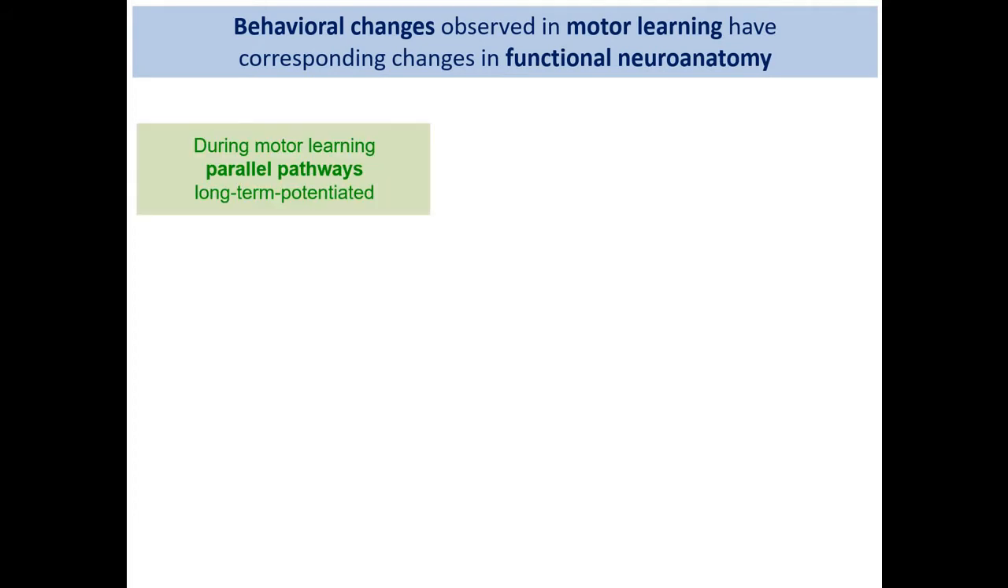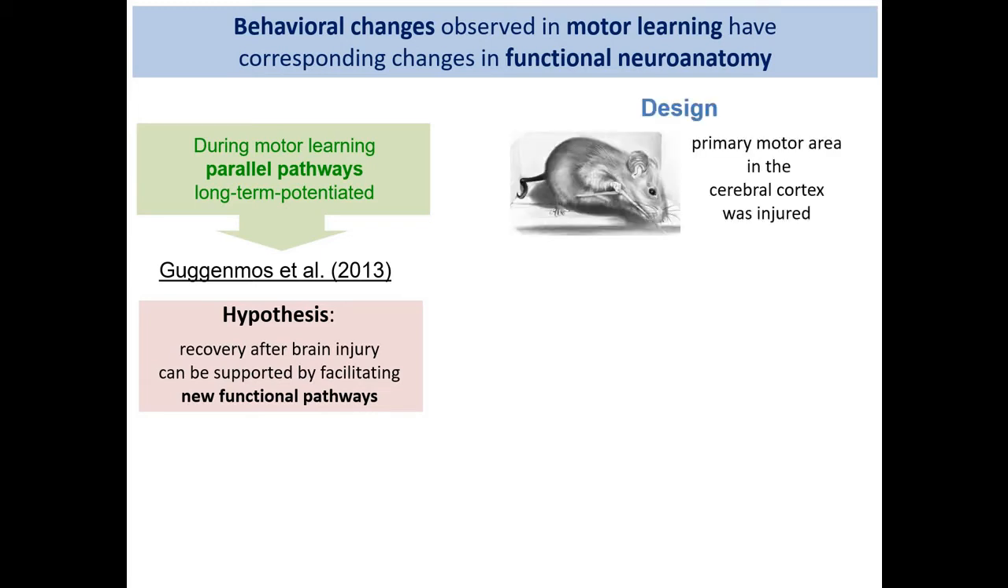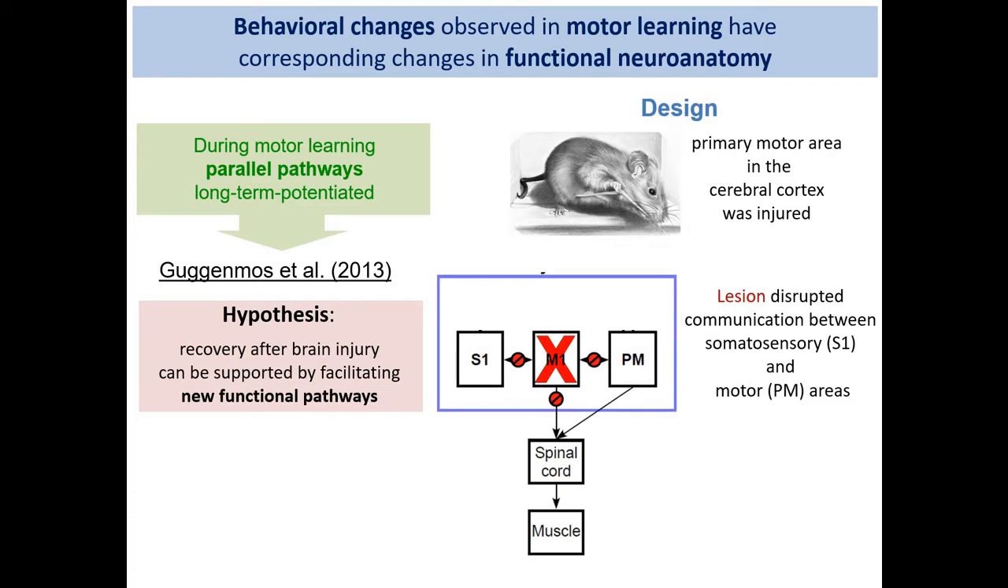So, we have the idea that during the motor learning process, parallel pathways are becoming long-term potentiated. Building on this idea, Guggenmuss and colleagues tested the hypothesis that recovery after a brain injury can be supported by facilitating new functional pathways between distant locations in the cerebral cortex. To test this hypothesis, the researchers injured the primary motor areas in test rats. This lesion disrupted the communication between the somatosensory area, S1, and the premotor area, PM.